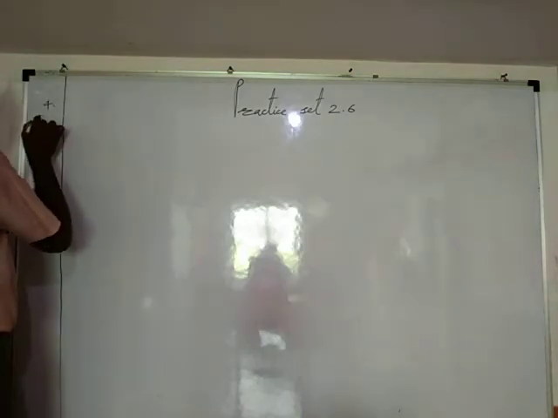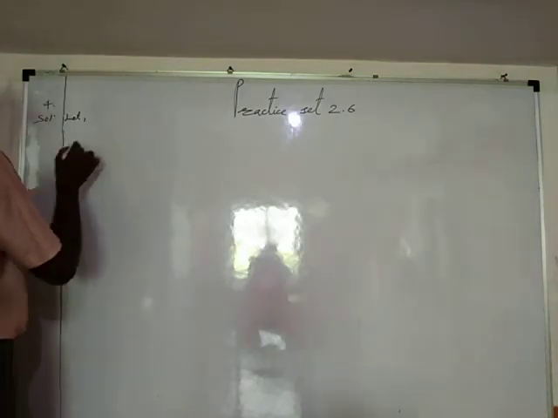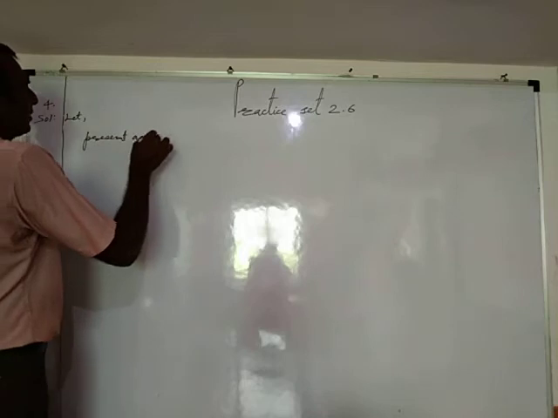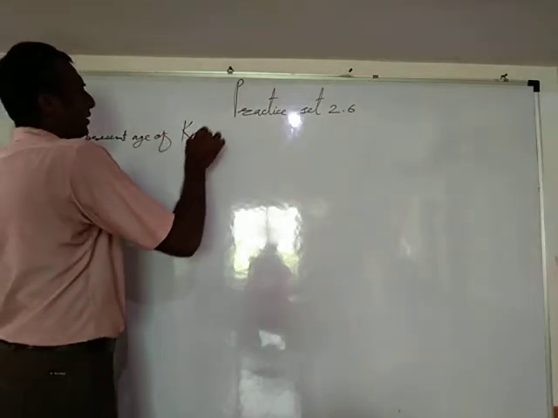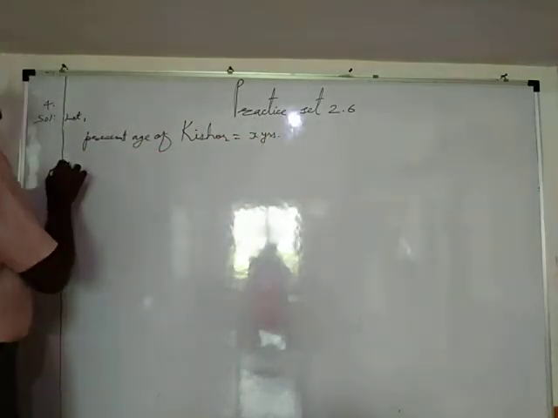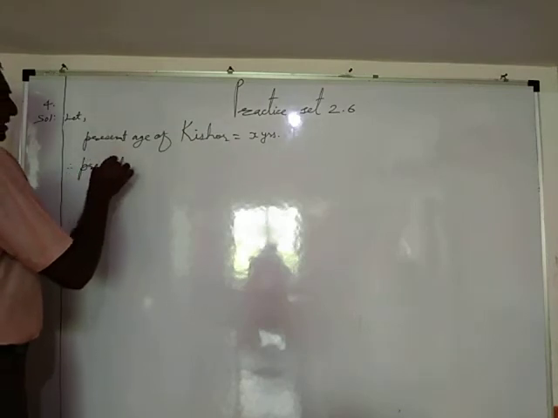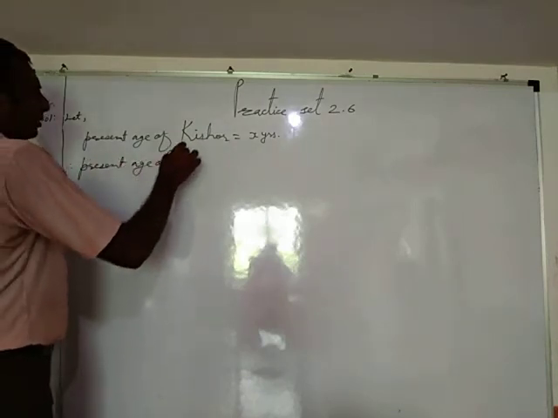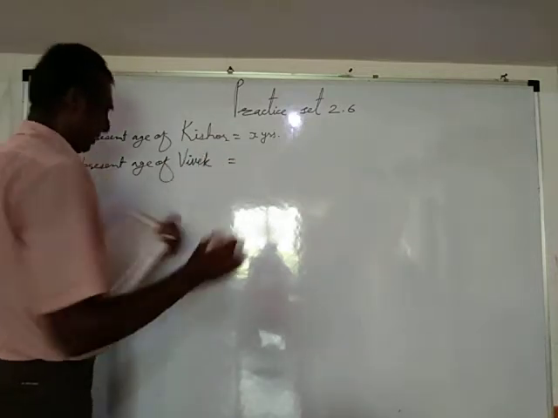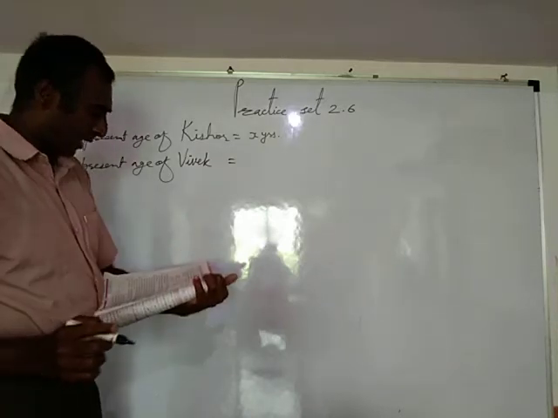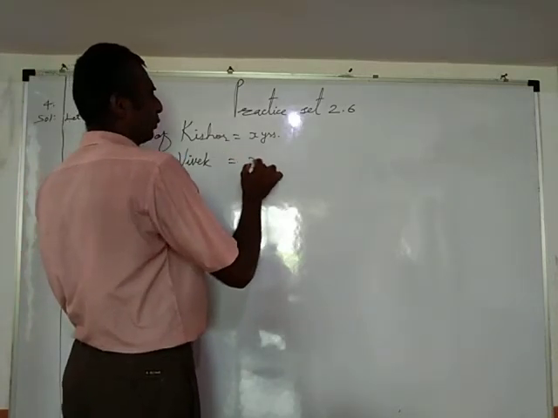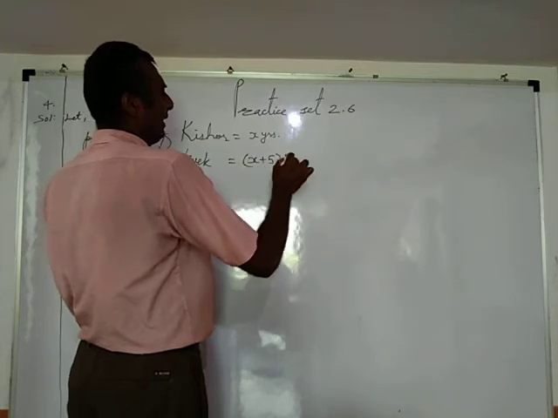Question 4. Solution. Let the present age of Kishore equal x years, and therefore the present age of Vivek equals, since Vivek is older than Kishore by 5 years, that's why the present age of Vivek will be x plus 5 years.